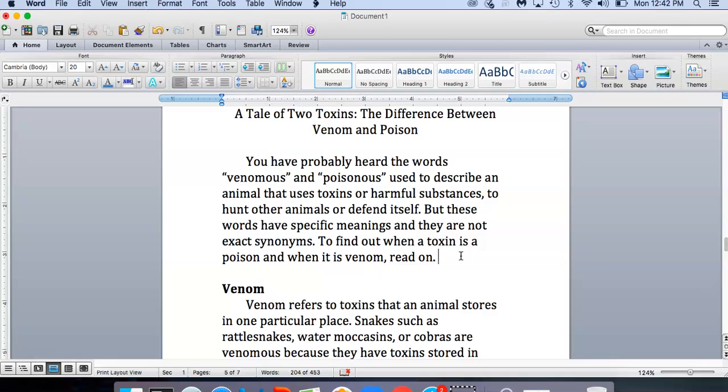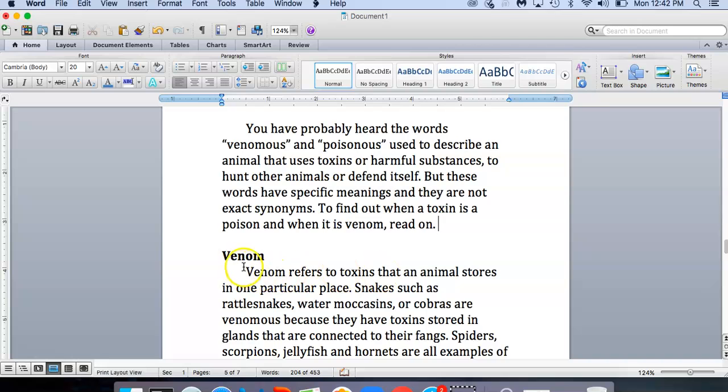A tale of two toxins, the difference between venom and poison. You have probably heard the words venomous and poisonous used to describe an animal that uses toxins or harmful substances to hunt other animals or defend itself. But these words have specific meanings and they are not exact synonyms. To find out when a toxin is poison and when it is venom, read on.